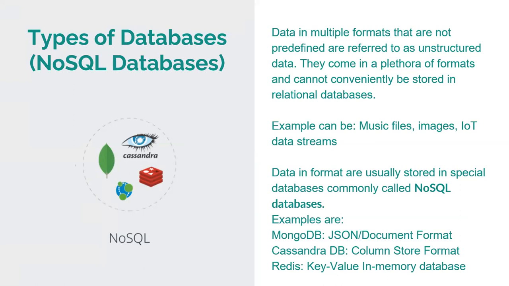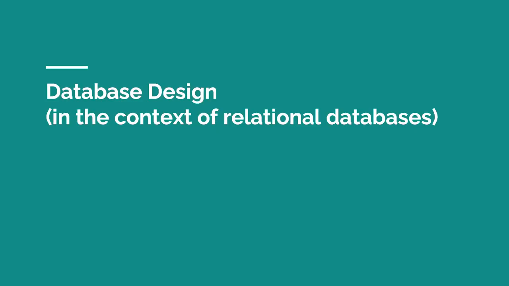Just like MongoDB, which is a document database. Maybe the data is coming in a JSON file, which is JavaScript Object Notation, or a document file. You have Cassandra DB, which stores data in a columnar format. You have Redis, which stores data as key-value. You also have in-memory databases. So today we'll talk more about relational databases.